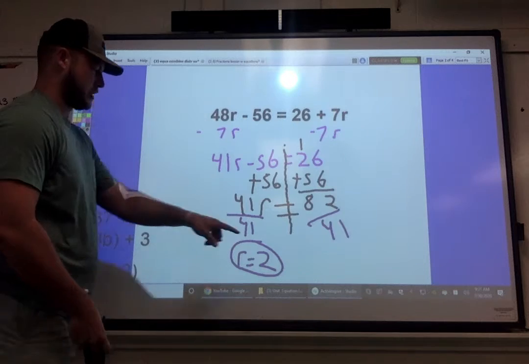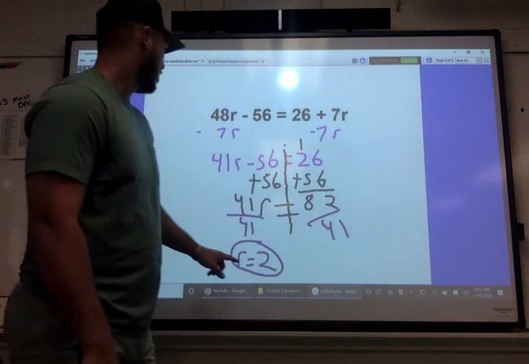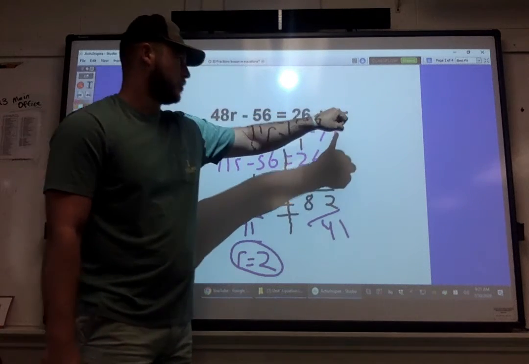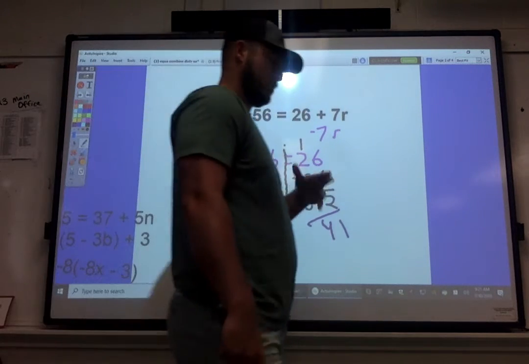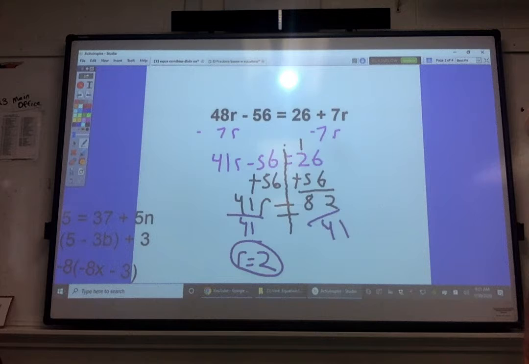You can always take this 2, if you're a little unsure, and plug that 2 in for both variables. Plug it in for both r's and see if it equals out. It will. r equals 2.